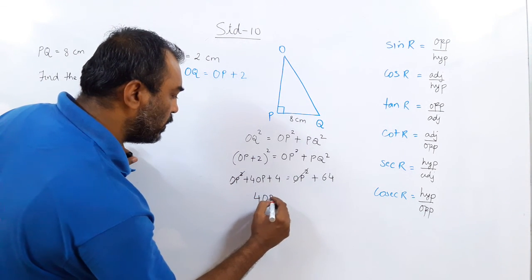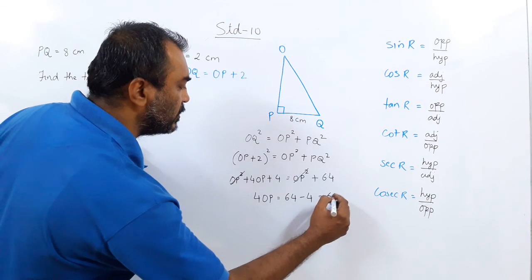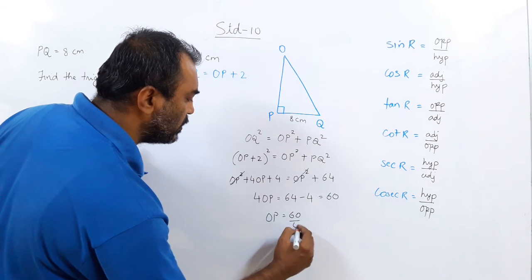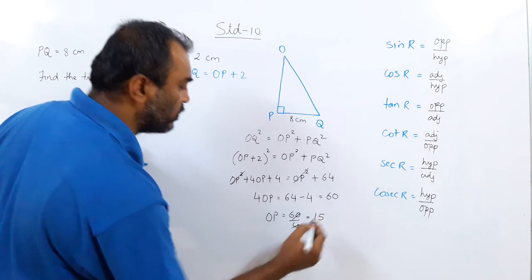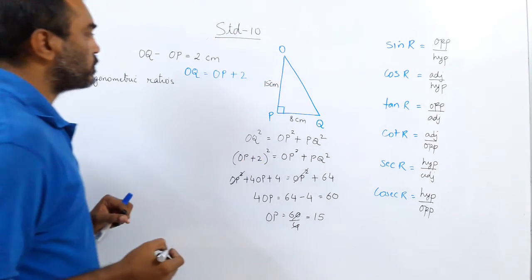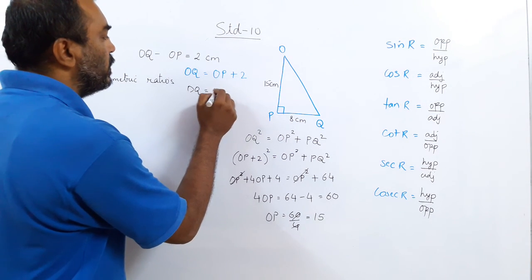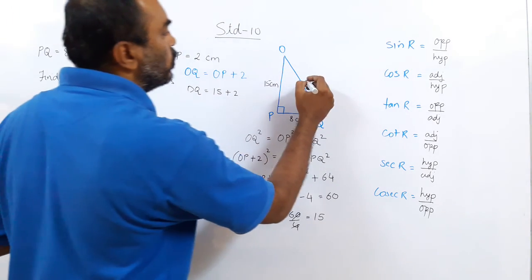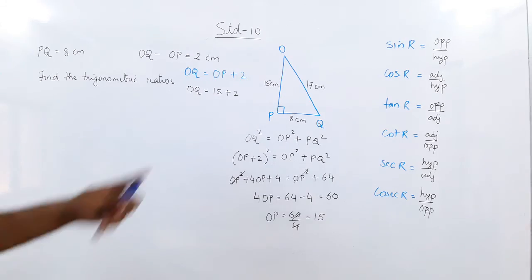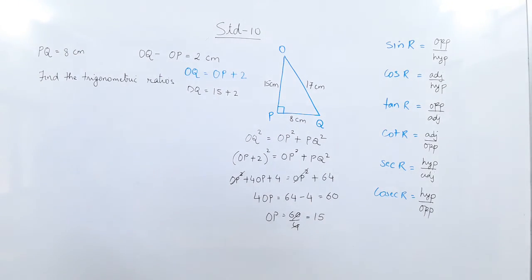So this OP square and OP square get cut. So 4OP equals 64 minus 4, that is 60. So 4OP equals 60, so OP equals 60 upon 4, that is 15. So we got OP equal to 15 centimeter. What is OQ? OQ is OP, that is 15, plus 2. So OQ is 17 centimeter. So using the Pythagoras theorem and the identities, we have found the three sides, making our work very easy.